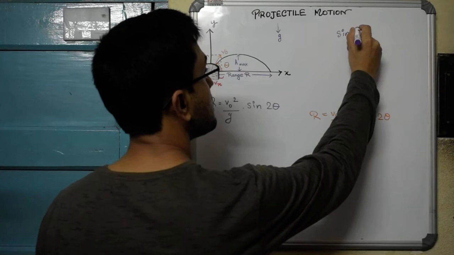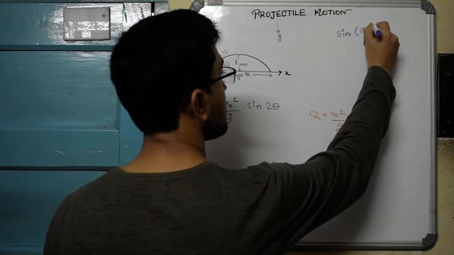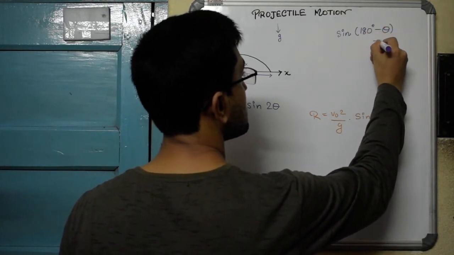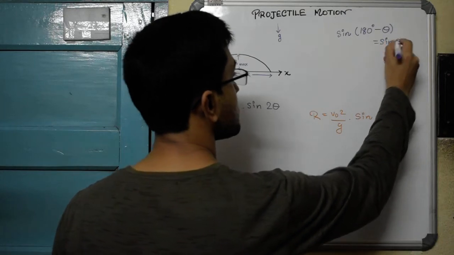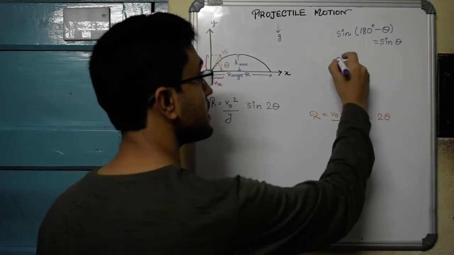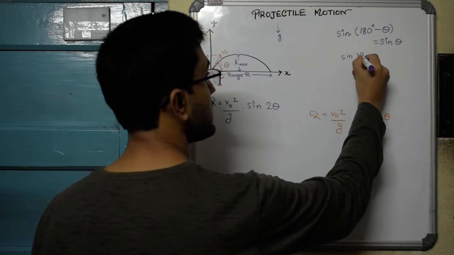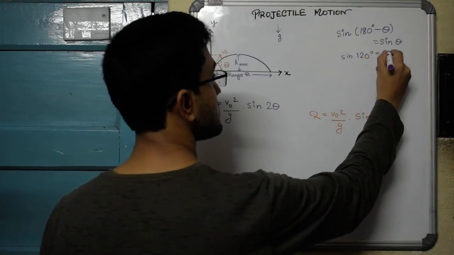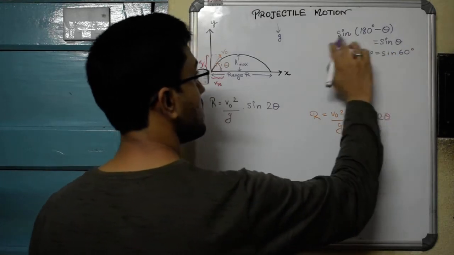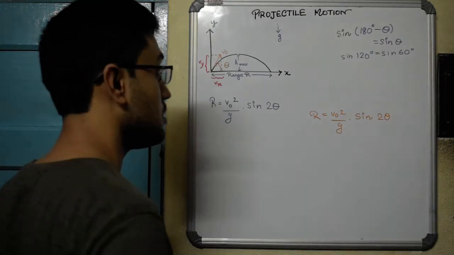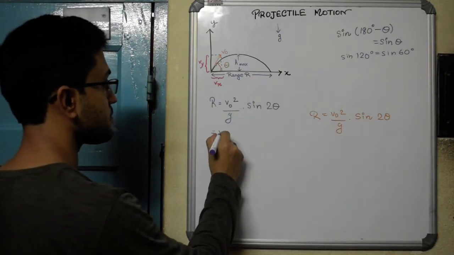come to know that sine of 180 degrees minus theta is the same as sine of theta. So if, say, theta is 60 degrees, then sine of 180 minus 60, that is 120 degrees, is the same as sine of 60 degrees. This is the application which we shall be using here.